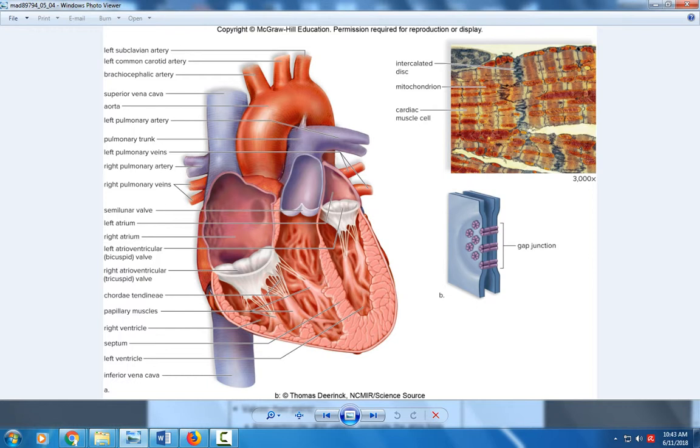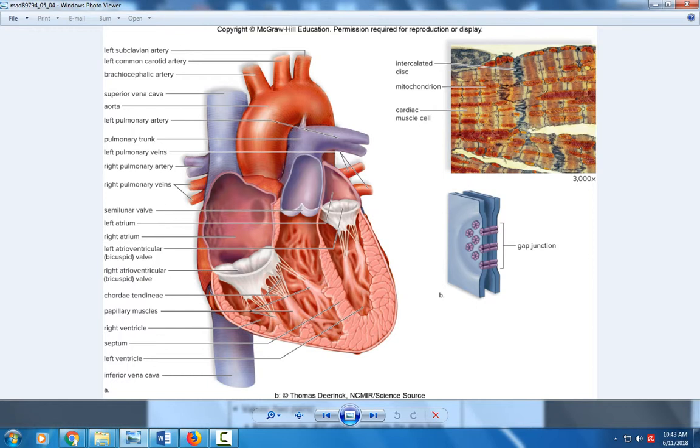So these are the left and right atria. They receive blood into the heart via these veins that attach to them, and then they pump their blood to the ventricles. So there's a valve in between there. This is the right AV valve. This is the left AV valve. Some people call this the tricuspid valve. That's the right AV. And the mitral valve, the left AV valve.